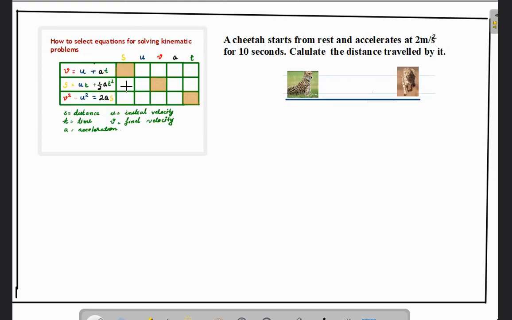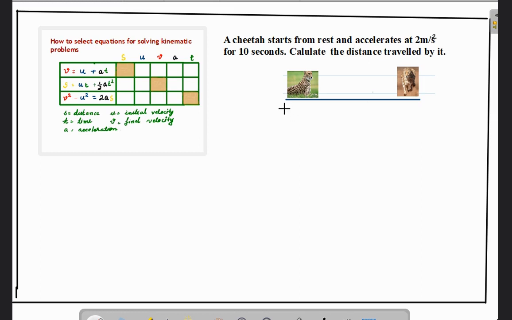Now it is time to solve our first problem. So let's read the question properly first. A cheetah starts from rest and accelerates at 2 meters per second square for 10 seconds. We have to calculate the distance traveled by it. So let's write first what is given in the question.